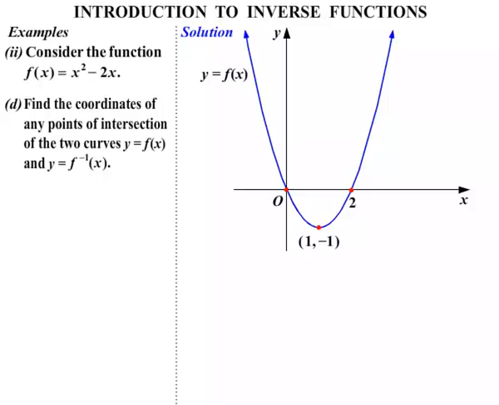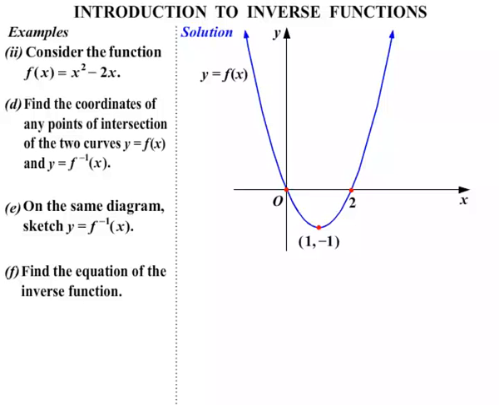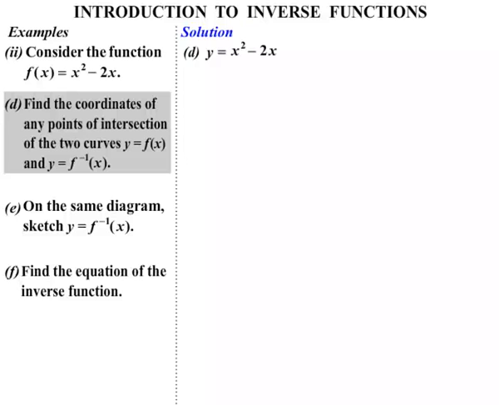Part D, find the coordinates of any points of intersection of the two curves y equals f of x and y equals the inverse function of x. Part E, Part F to follow. Now let's concentrate on Part D firstly. Now y equals x squared minus 2x, our original function. Now we can say that y equals f of x and y equals the inverse function of x intersect along the line y equals x.